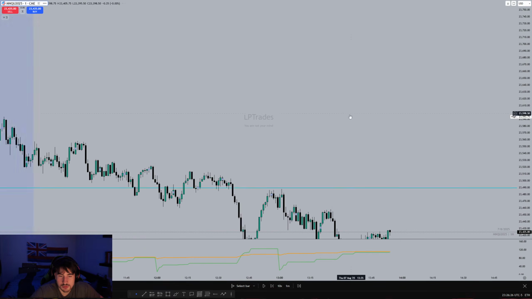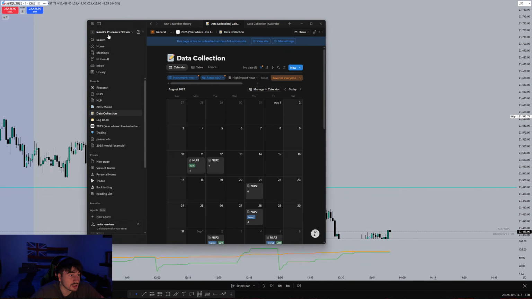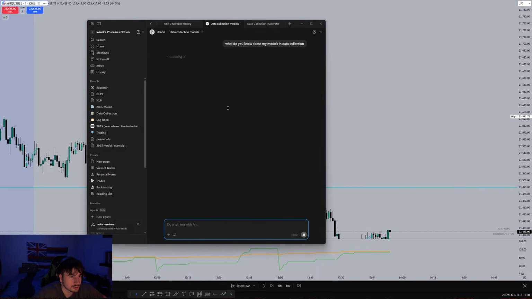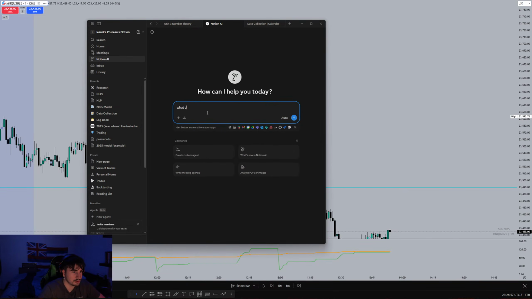What software am I using? Notion. They have an AI too. This is a really, really great application. Like I can ask it, what do you know about my models in data collection? Or actually, hold on. I'm asking another. What do I use this for?